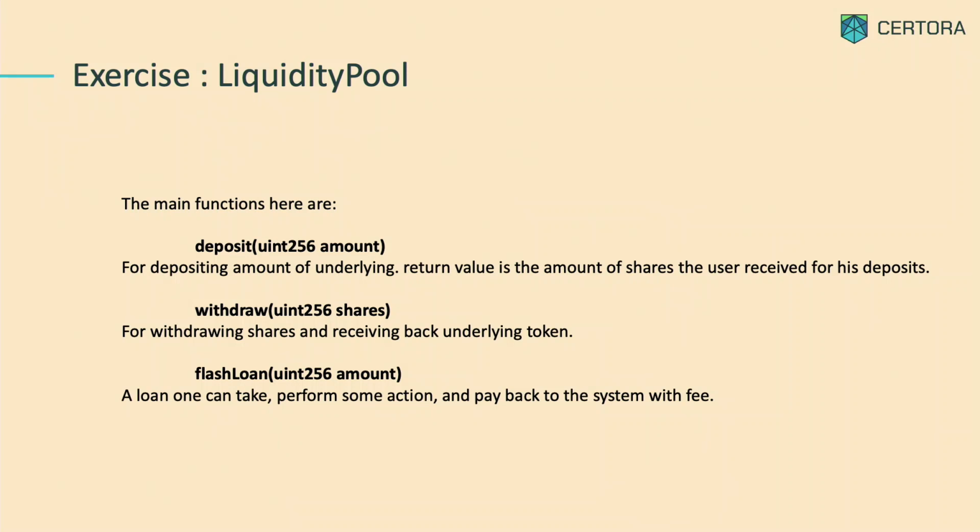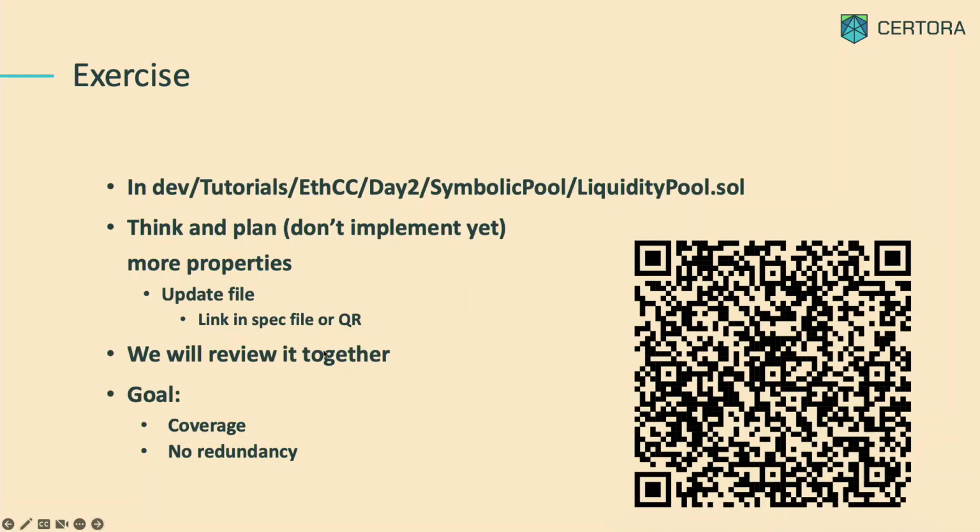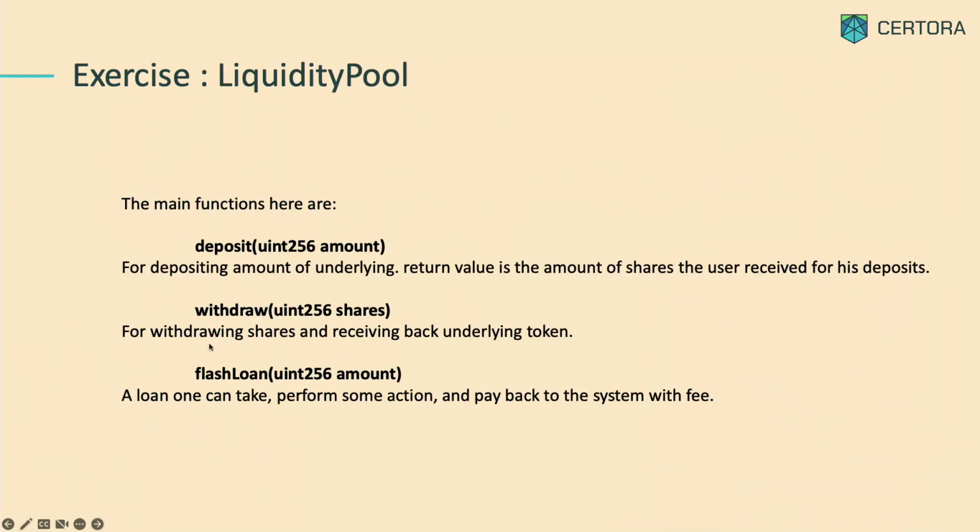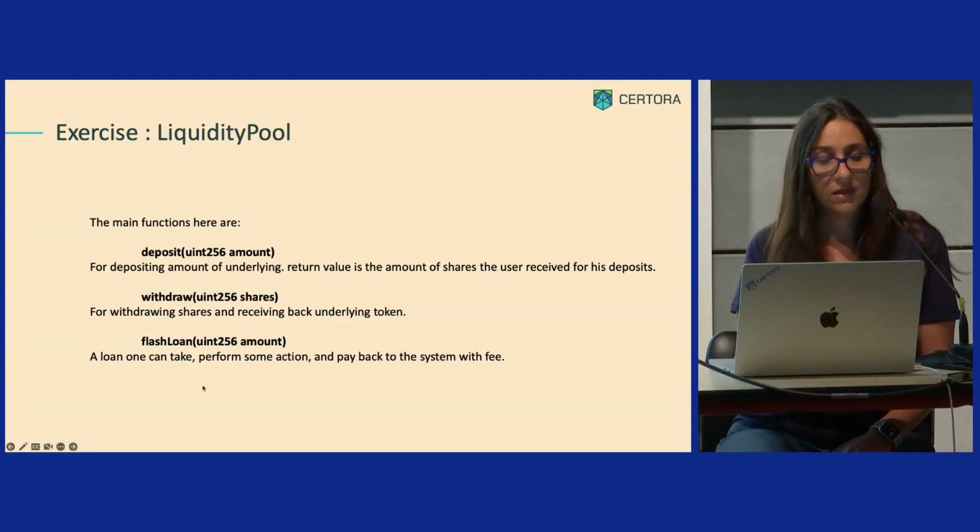So it means our liquidity pool is by itself an ERC20. This is a little bit like the example we have seen yesterday, I think. And then there is withdraw. So when you withdraw, you give back your liquidity tokens and you get back your underlying token. The last function is a flash loan.